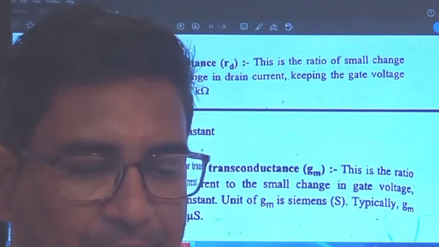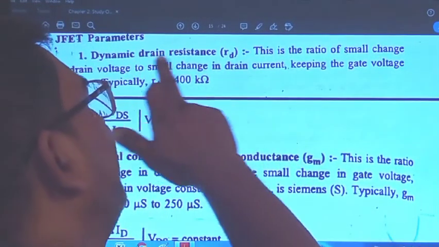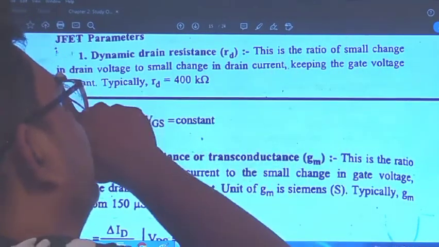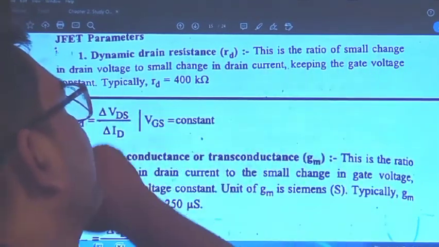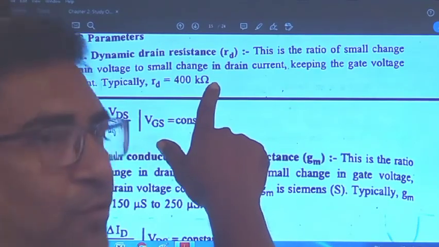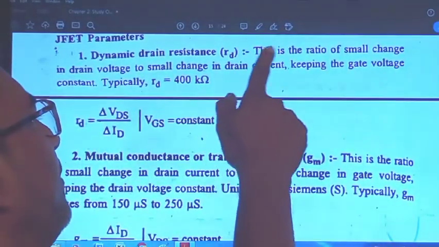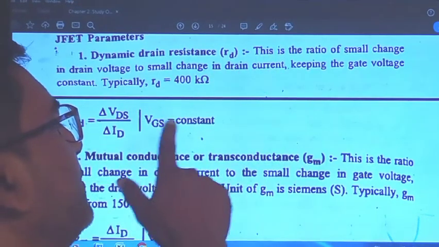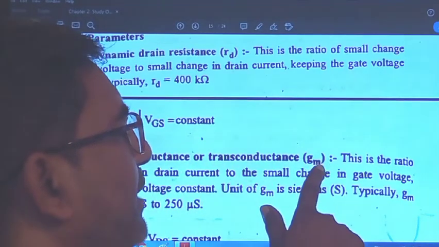Okay, then the parameters. The first parameter is the dynamic drain resistance, considered as RD. It is the ratio of the small change in the drain voltage to the small change in the drain current, keeping the gate voltage constant. Typically the RD value in this JFET is 400 kilo ohms. Okay, it is important. You will get the formula from this definition. RD is equal to del VDS divided by del ID, with VGS equal to constant. Second is the mutual conductance or transconductance, that is GM.